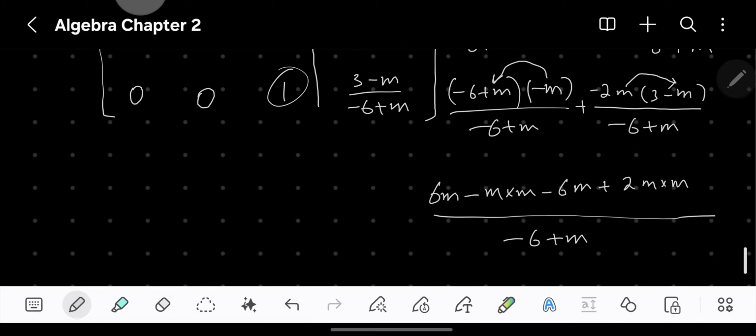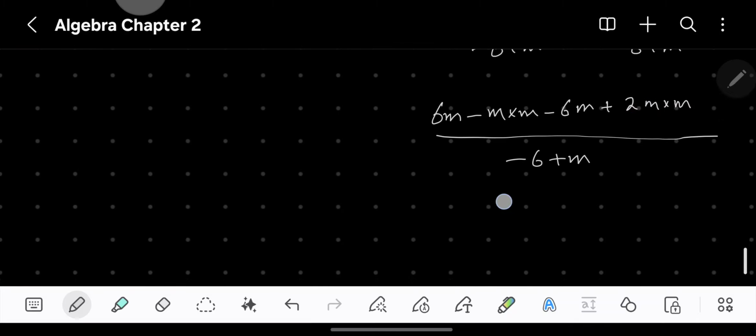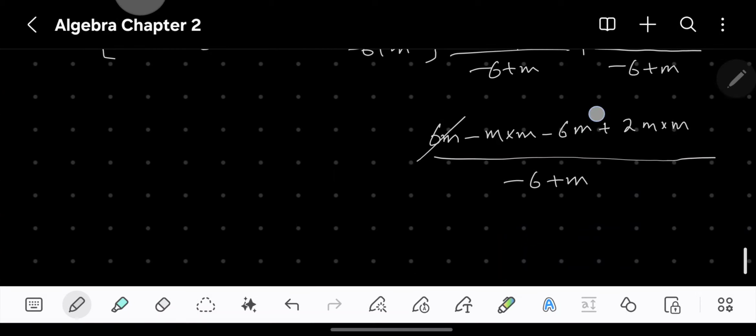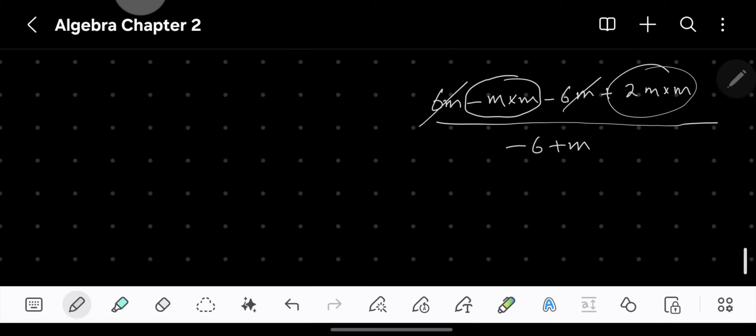Okay, now I can do more calculations. You can check this 6m minus 6m will be cancelled. This is 2 times and this is minus 1 times. So if I subtract 1 time from 2 times, I will get 1 time.